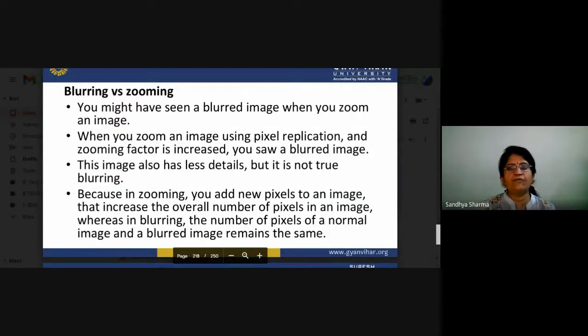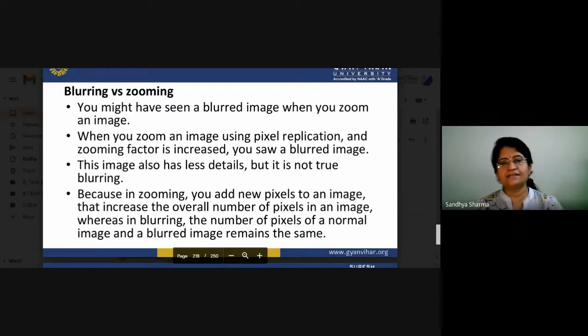So there is blurring versus zooming. You might have seen a blurred image when you zoom an image. When you zoom an image using pixel replication and the zooming factor is increased, you see a blurred image. This image also has less detail, but it is not true blurring, because in zooming you add new pixels to an image, which increases the overall number of pixels, whereas in blurring the number of pixels of a normal image and a blurred image remains the same.